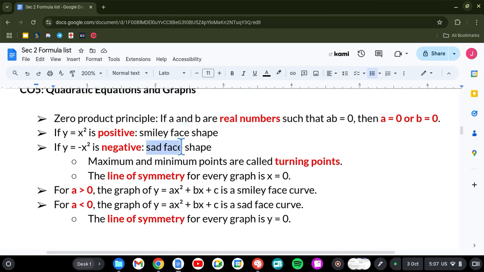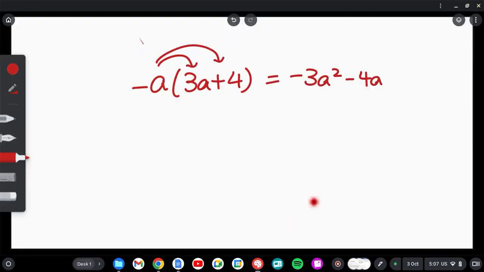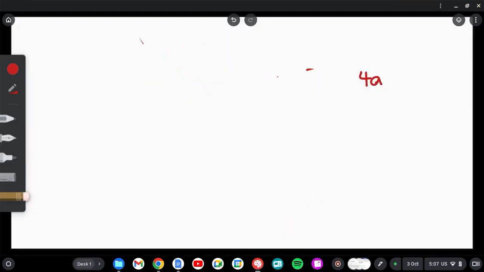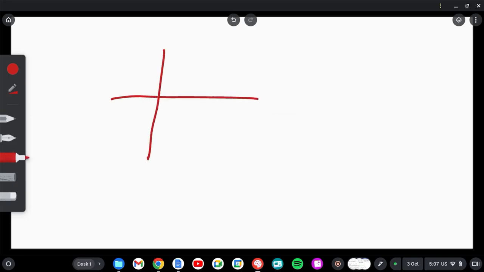See, smiley face, sad face. You see that? What this means is like that. Smiley face is like that. You must have these 2 points, otherwise it's wrong. And there will be this thing. What is this thing here?